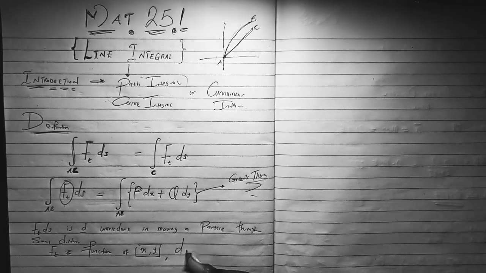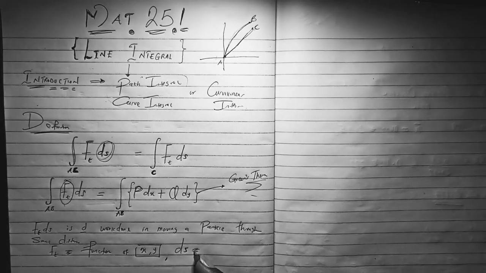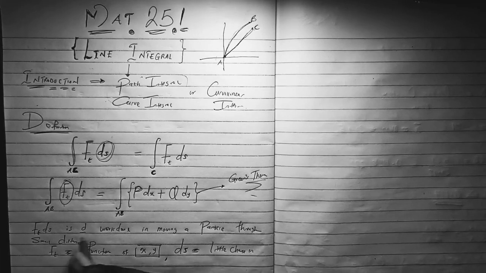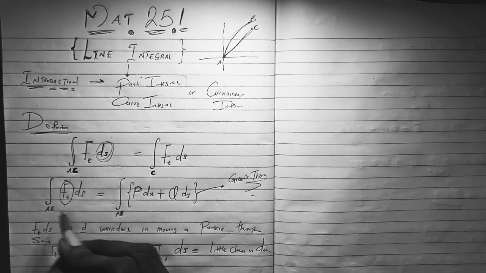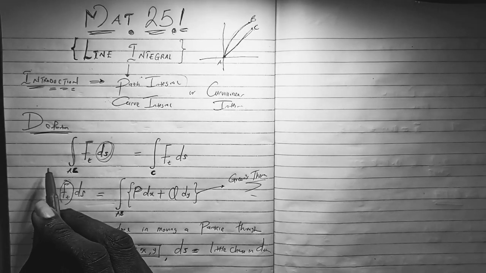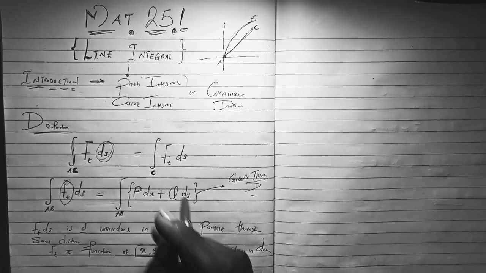At the same time, this ds here shows the little change in the distance, a little change in the distance given to us. Just like in physics, work done is always equal to force times distance. So if you want to find the total integral along that path, then you can easily use what we call the line integral.